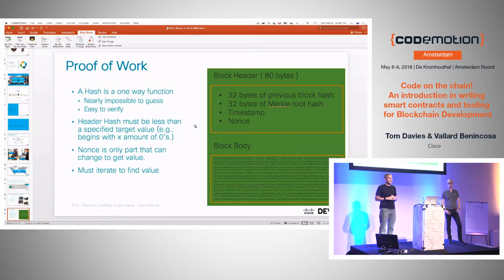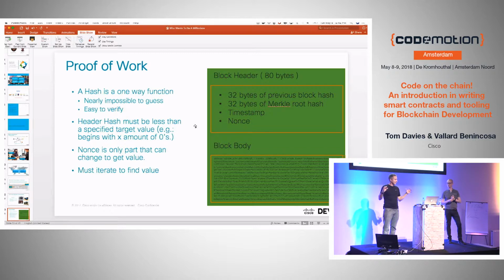And so one of these algorithms that they use, the elliptical curve algorithm, requires a lot of computing power to find the answer, or to solve x if you know y. But if somebody gives you x, you can verify very quickly that it equals y. And so that's what we're trying to do with proof of work.